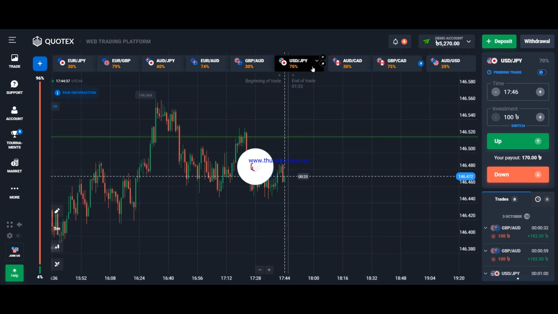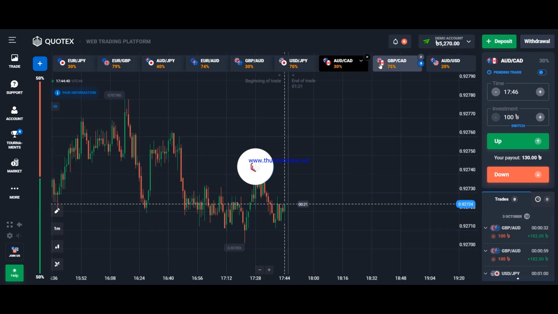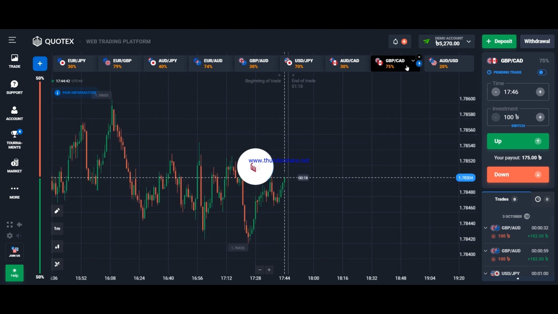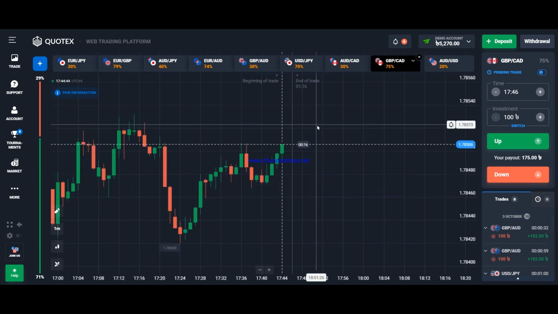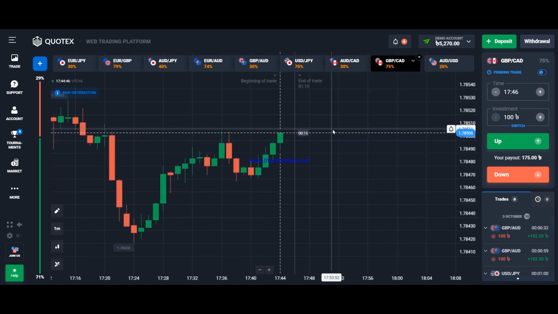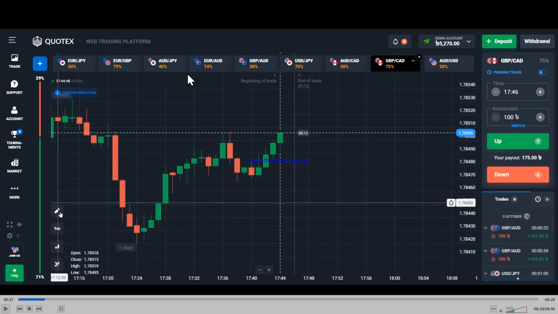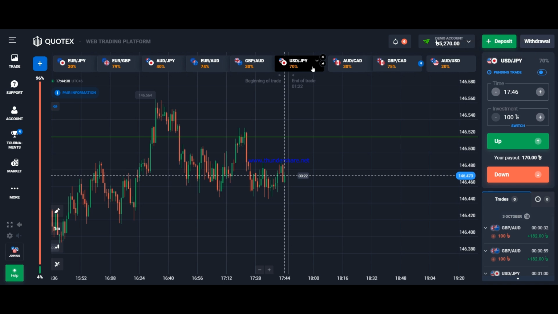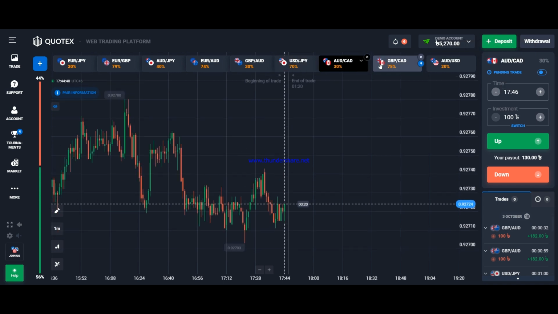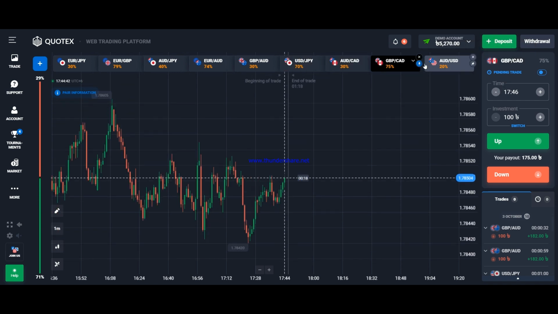I think I traded on GBP CAD. Yes, I placed my trades on GBP CAD. You can see that in the current market structure, the major trend is slightly a downtrend, but overall it looks like a ranging market, right?